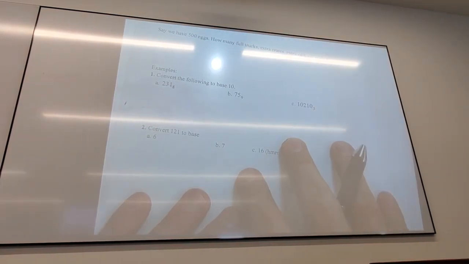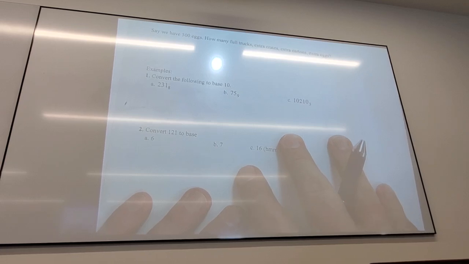Let me see, I have one of two things I could do right now. Do you want to do another example of this? Yes. Okay. So what if I have 347 and I want to make it into base 13.